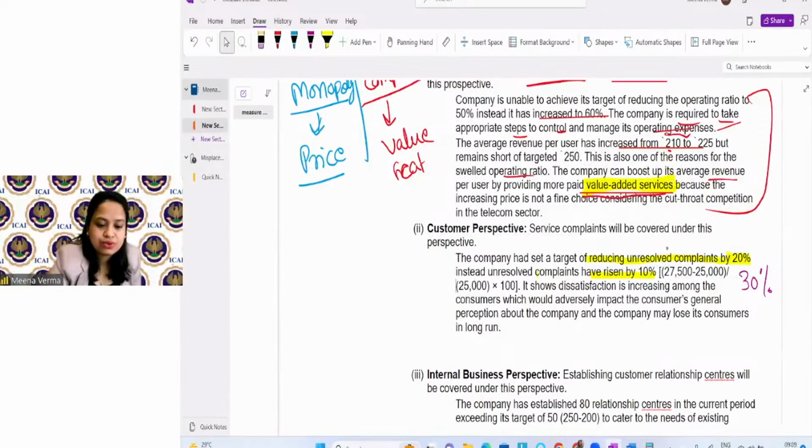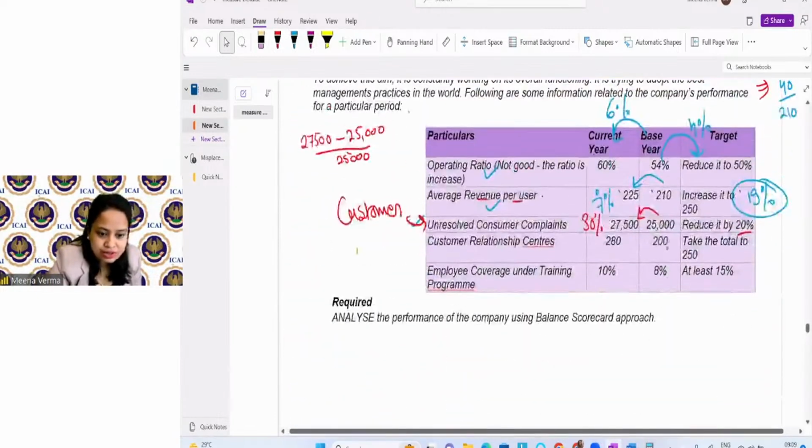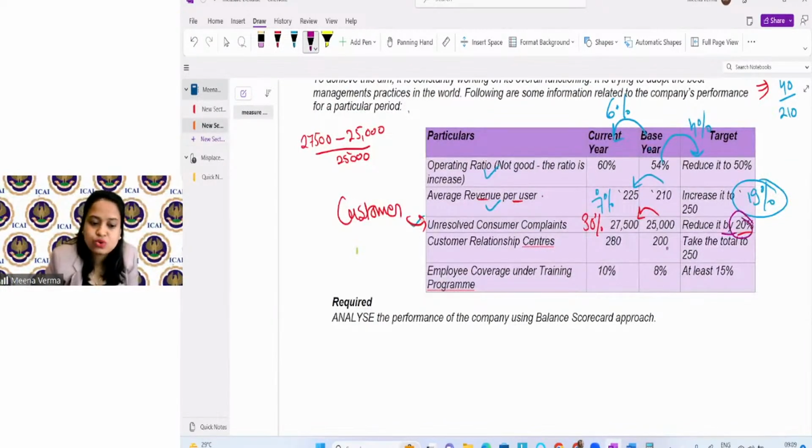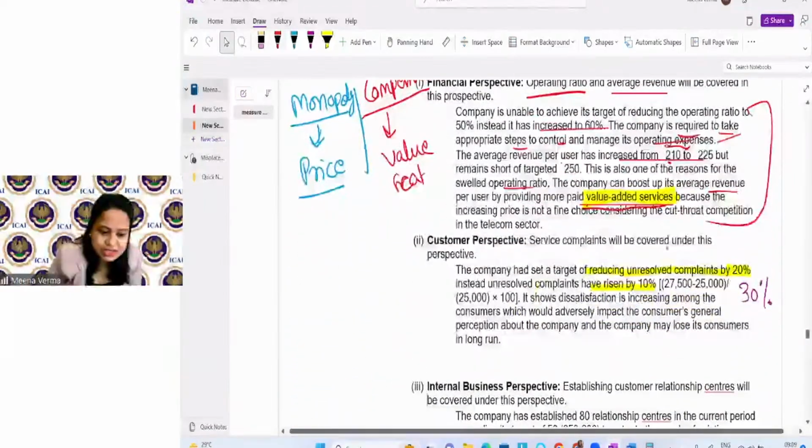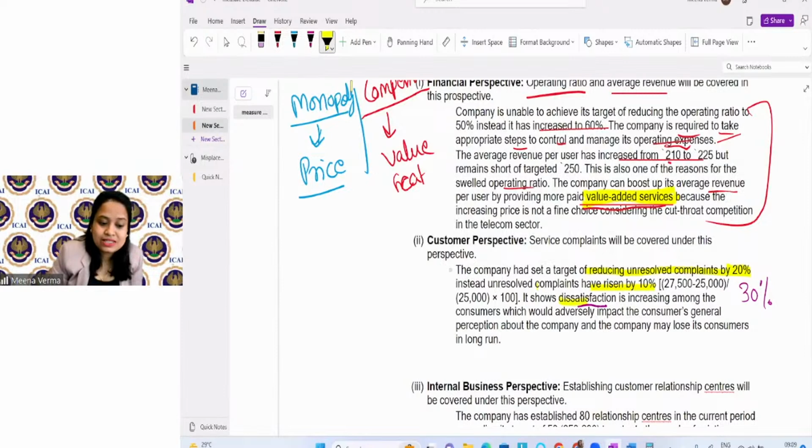Okay, the company has targeted to reduce it by 20%. So instead of reducing it by 20%, it has increased, right? Not good for the company. It shows dissatisfaction. Customers are not happy with the company. The dissatisfaction of the customer has increased here. Company may lose their customer in the long run. See what is written here. Company may lose their goodwill and brand name in the long run. It's not at all good, right?